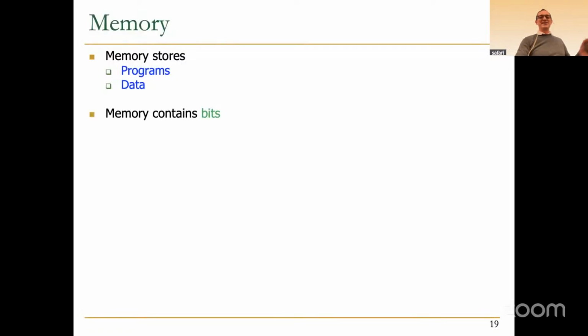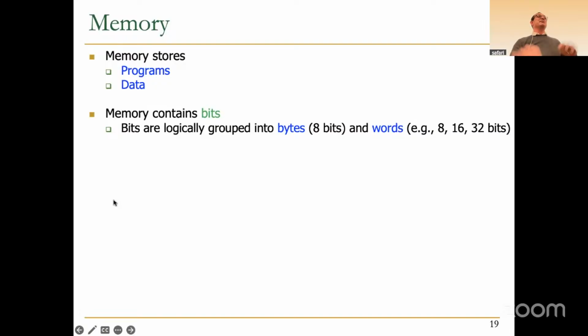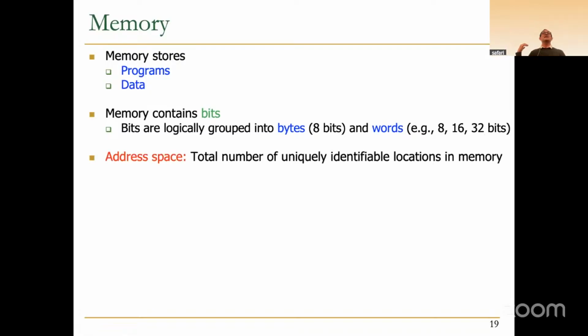Okay, memory contains bits, as I said. Bits could be logically grouped into bytes, and in the instruction set architectures that we're going to look at, they're grouped into bytes. A byte is 8 bits. This terminology comes from the 1960s, from the IBM System/360, which is one of the very interesting computers. And then words. A word could be 8, 16, or 32 bits, depending on the instruction set architecture. We have actually defined some of these things earlier.